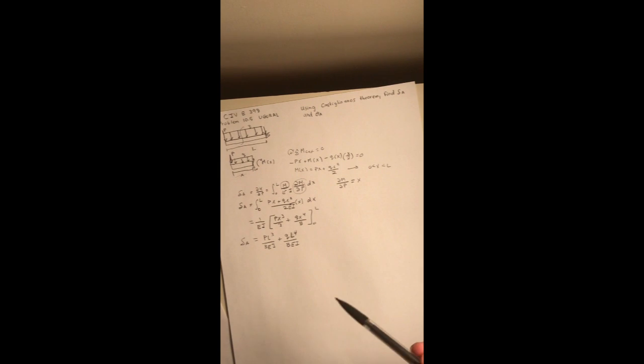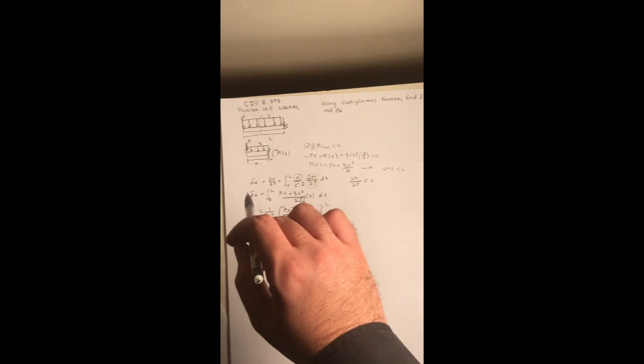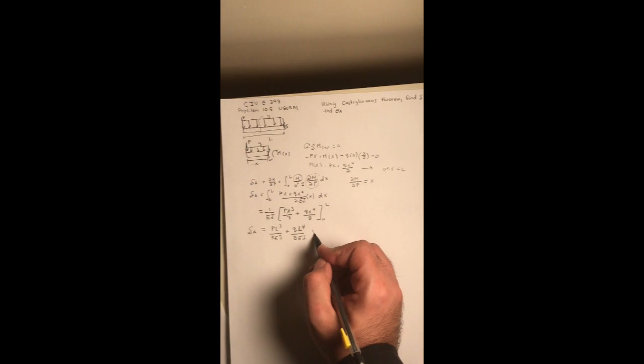And since our answer was positive, it means that the point load direction was correct. So that's the first part, to find the deflection at A.